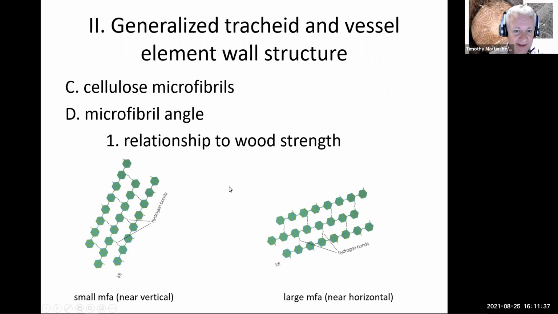Now, my diagram is exaggerating the difference in angles relative to vertical, but it illustrates the effect of that angle on the stiffness of wood. And that has a very real effect on the stiffness of wood derived from, for instance, a genotype that tends to have smaller microfibril angles versus a genotype that has a larger microfibril angle. We'll talk about genetic variation in this trait later on in this lecture. But that microscopic property ends up having an important effect on, in this case, wood stiffness.